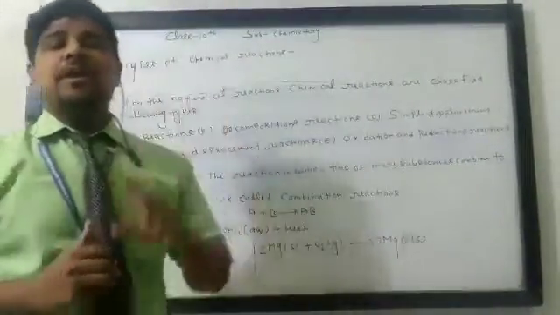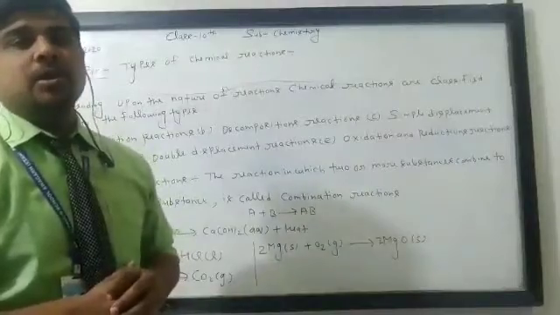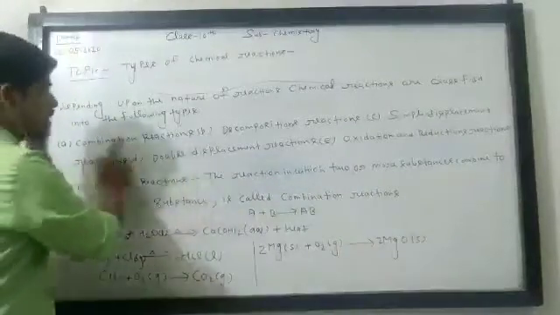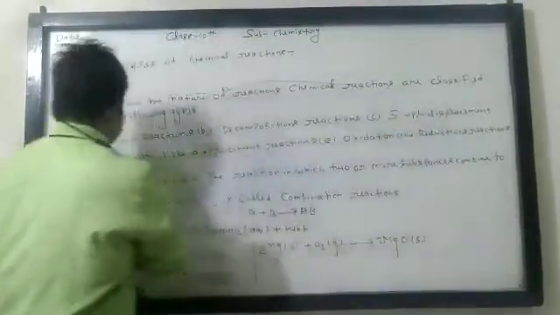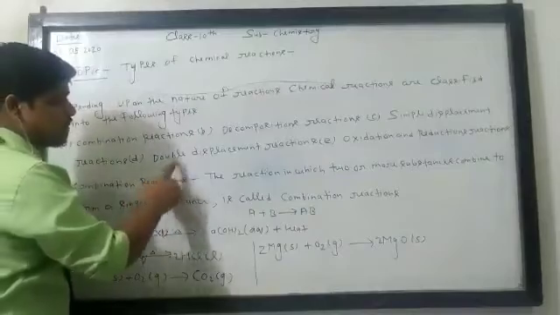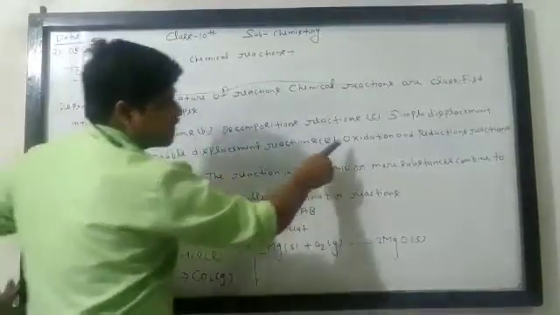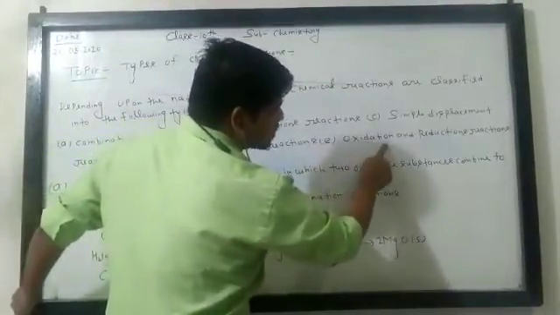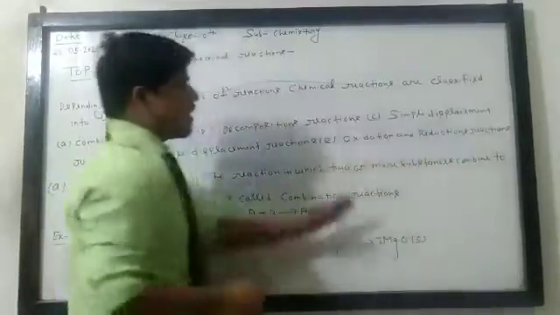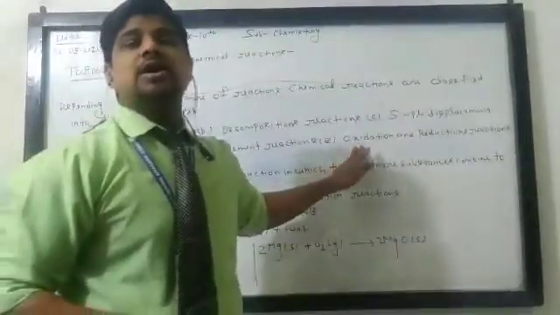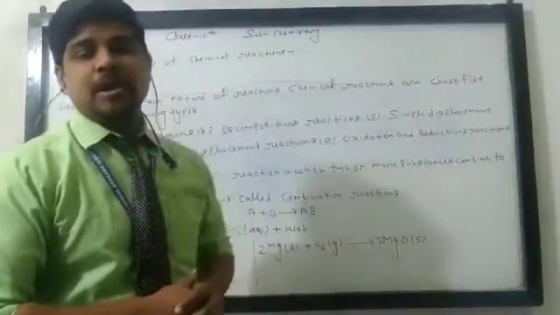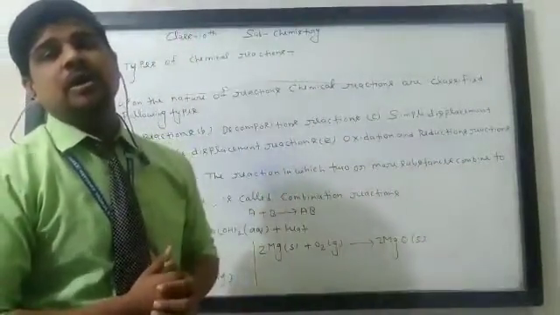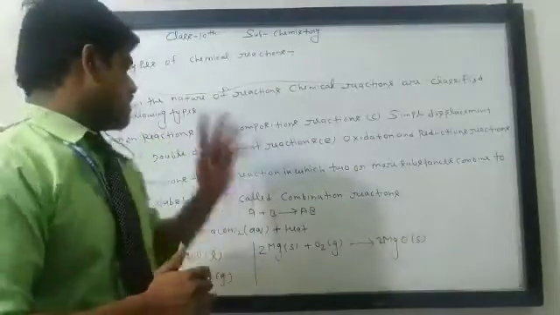There are 5 main types of chemical reaction in your book. First is combination reaction, second is decomposition reaction, third is simple displacement reaction, fourth is double displacement reaction, and fifth and last is oxidation and reduction reaction. This reaction is also known as redox reaction. Clear? How many types of chemical reaction? There are only 5 types of chemical reactions.